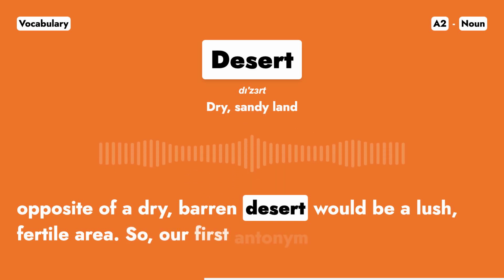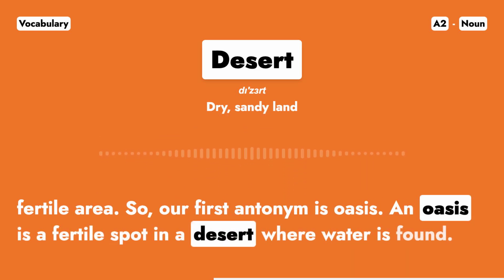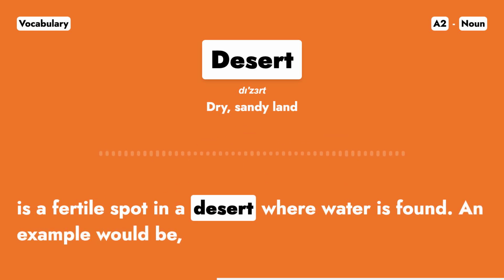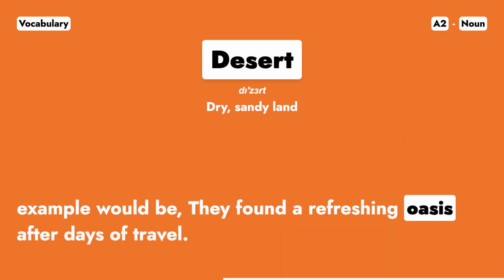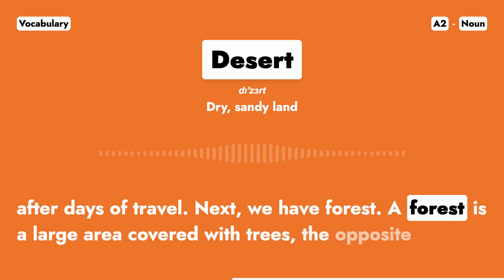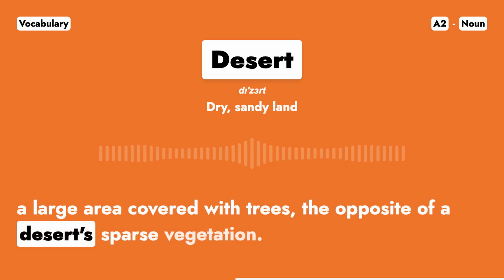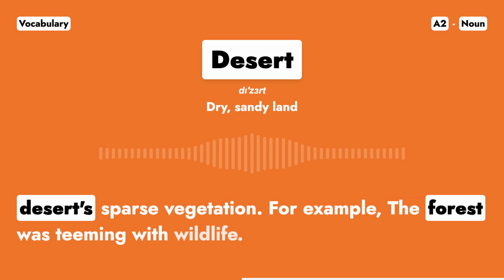So, our first antonym is oasis. An oasis is a fertile spot in a desert where water is found. An example would be, they found a refreshing oasis after days of travel. Next, we have forest. A forest is a large area covered with trees, the opposite of a desert's sparse vegetation. For example, the forest was teeming with wildlife.